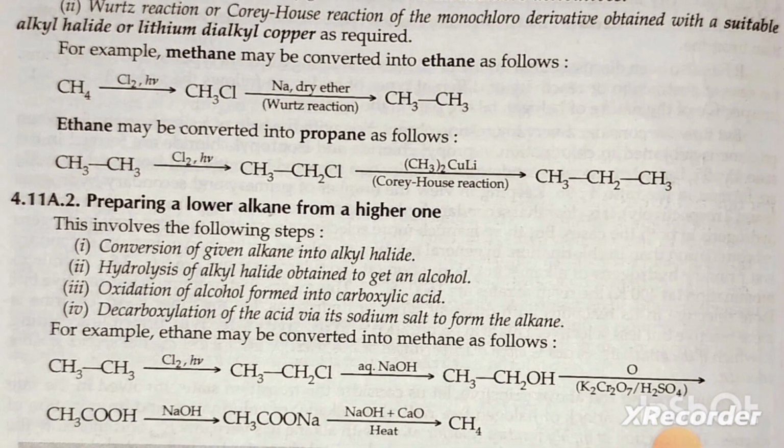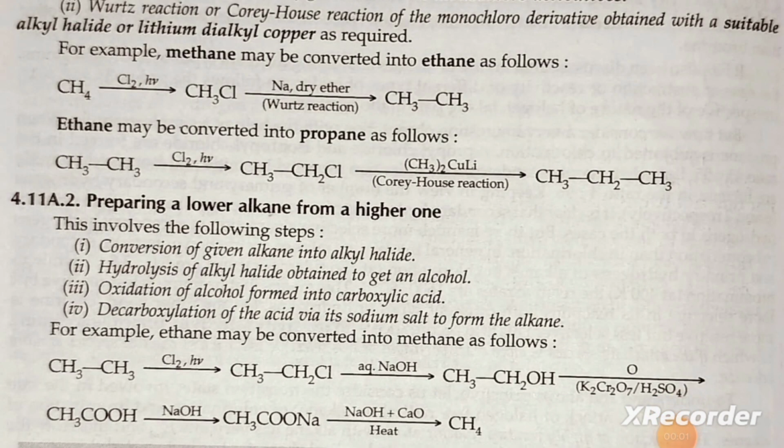Second, preparing a lower alkane from a higher one. This involves the following steps. First, conversion of the given alkane into alkyl halide. Second, hydrolysis of the alkyl halide obtained to get an alcohol. Third, oxidation of the alcohol into carboxylic acid. Fourth, decarboxylation of the acid via its sodium salt to form the alkane.